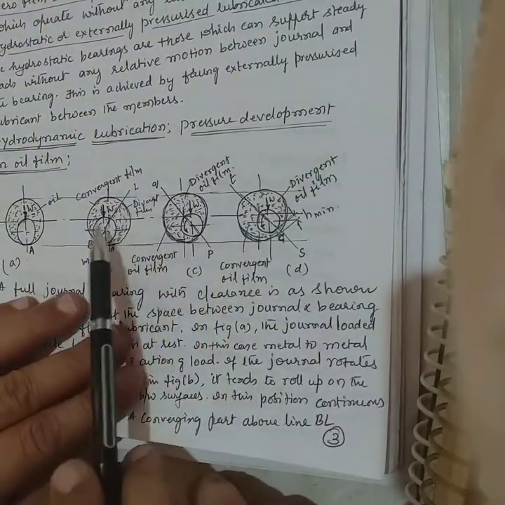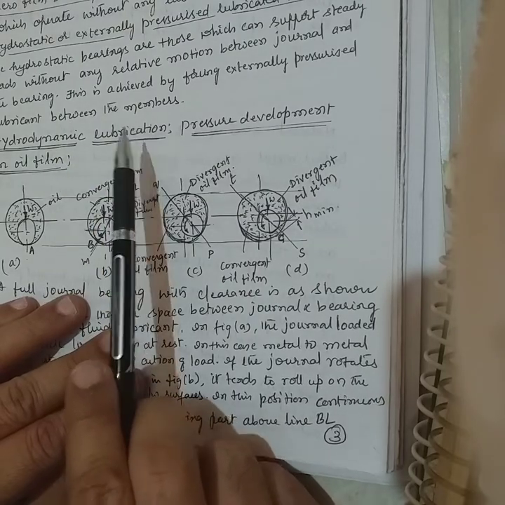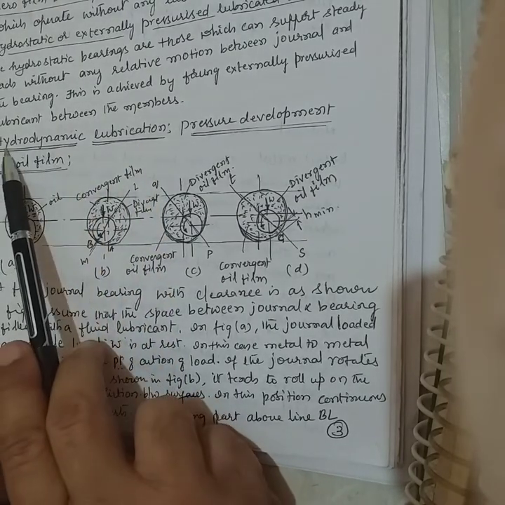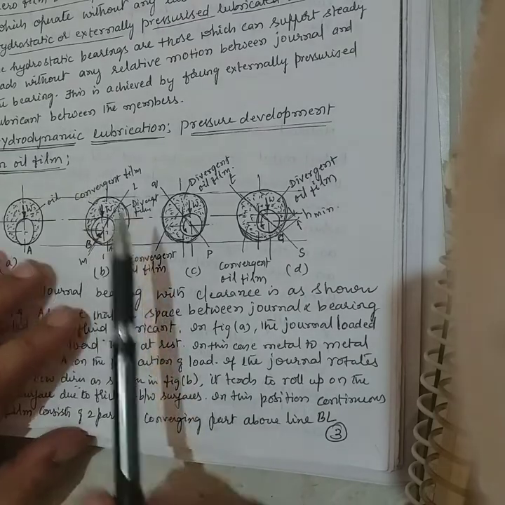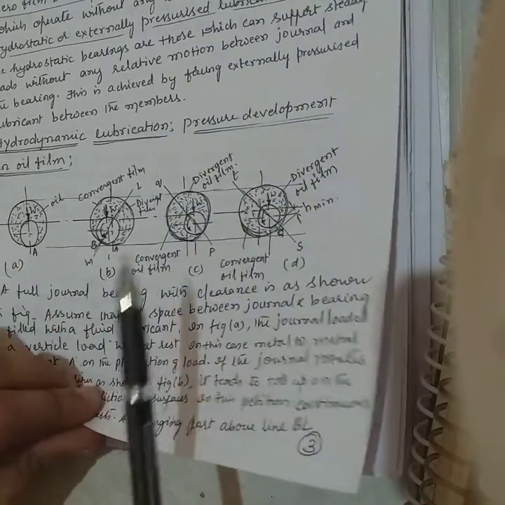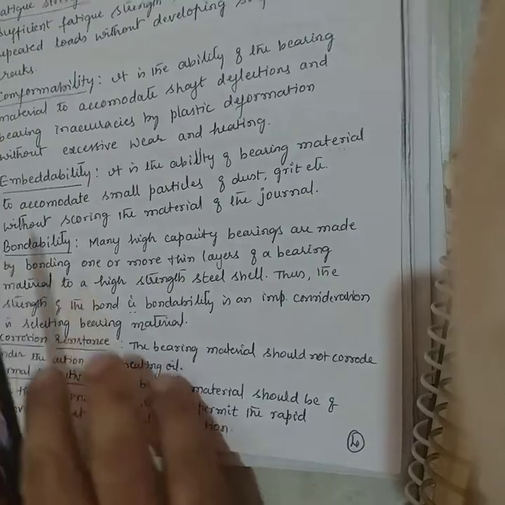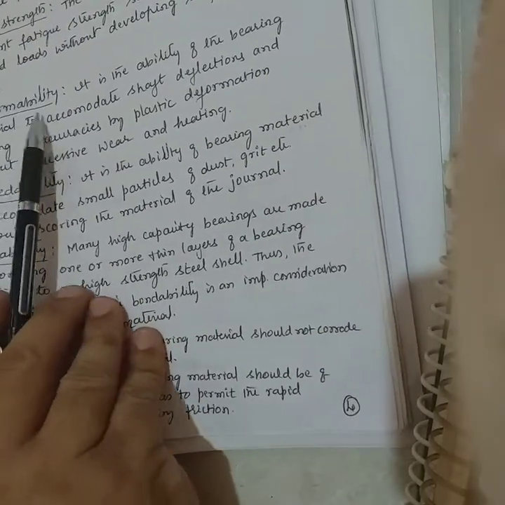So this is how pressure development takes place in case of hydrodynamic lubrication. That is, dynamic action of fluid will ensure that there is no metal to metal contact during operation of journal and bearing. So this is how pressure development takes place in case of a journal bearing.